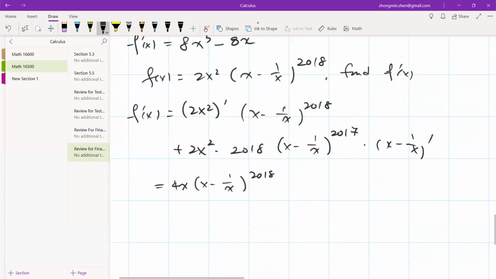Then how about this? The derivative of x minus 1 over x, I think, is 1 plus x to the -2. Yeah, write it this way. So I'm going to multiply this out. 2 times 2018 is a bigger number than x squared times this. Multiply this out. x squared times x times 1 plus x to the -1 will be just x squared plus 1.